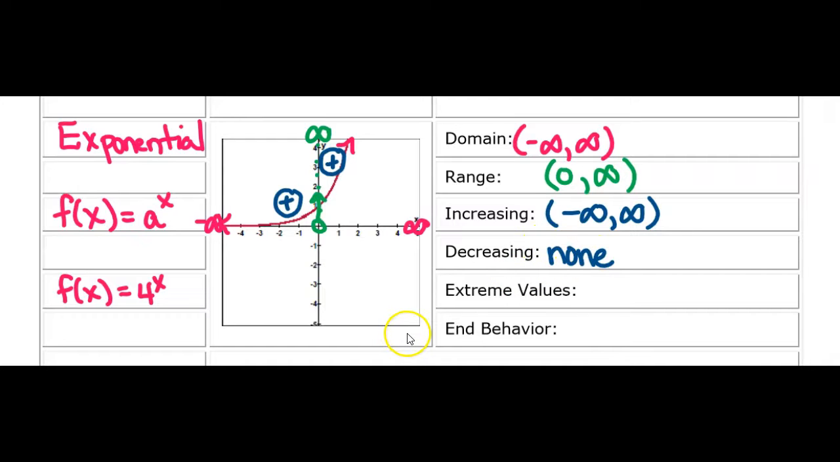Extreme values, do we have a maximum or minimum y value? Our y values are approaching 0, but they never quite get to a minimum of 0. So I'm going to say none on this one. So when we look at the end behavior, we can see the right end is going up infinitely. We can see the y values as we go to the left are getting closer and closer to 0. So I would say the end behavior on the left, the y values are approaching 0. So a little strange looking, but that's how the graph would look.